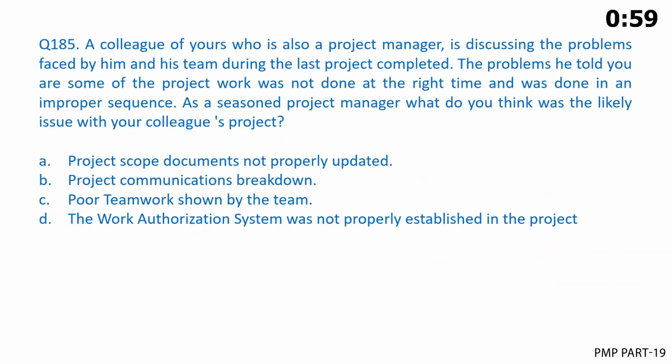A colleague of yours who is also a project manager is discussing the problems faced by him and his team during the last project completed. The problems he told you about are that some of the project work was not done at the right time and was done in an improper sequence. As a seasoned project manager, what do you think was the likely issue with your colleague's project? A. Project scope documents not properly updated. B. Project communications breakdown. C. Poor teamwork is shown by the team. D. The work authorization system was not properly established in the project.